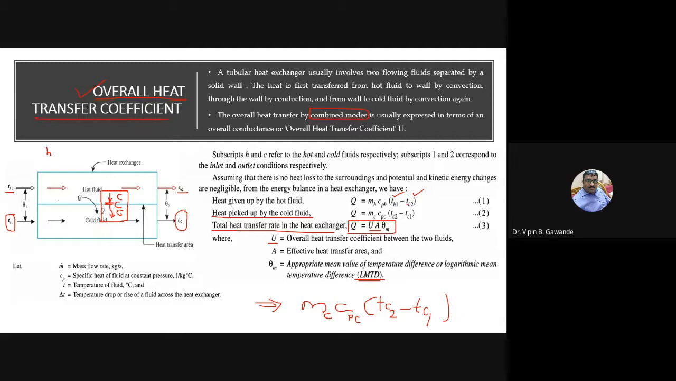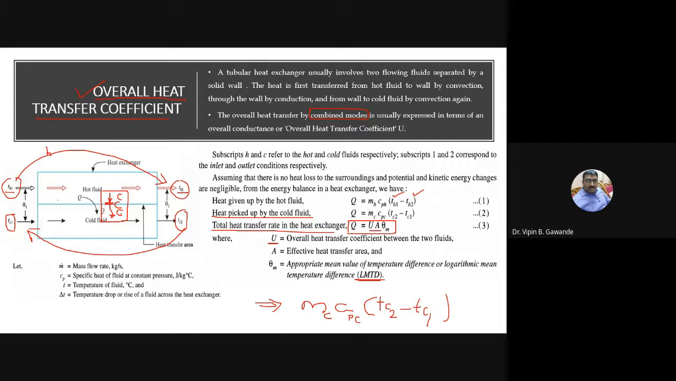While in case of the hot fluid, it is Th1 minus Th2. So this is very important, so that you have to understand. The temperature difference for the hot fluid is Th1 minus Th2, and Tc2 minus Tc1 is the temperature difference for the cold fluid. So you have to be very careful, otherwise you will get a negative sign here. Don't take Tc1 minus Tc2. The higher temperature in case of the cold fluid is Tc2, so 2 minus 1 for cold fluid, 1 minus 2 for the hot fluid.